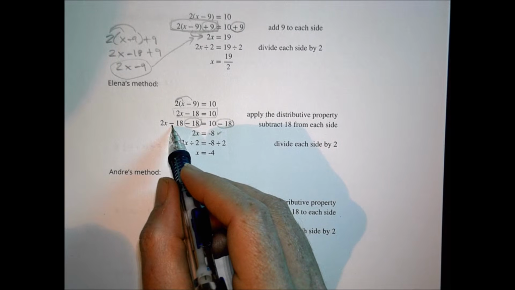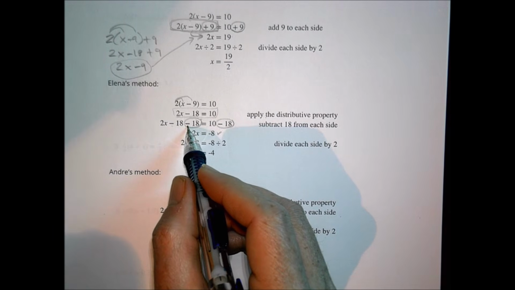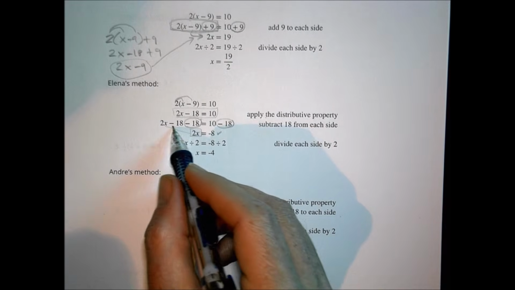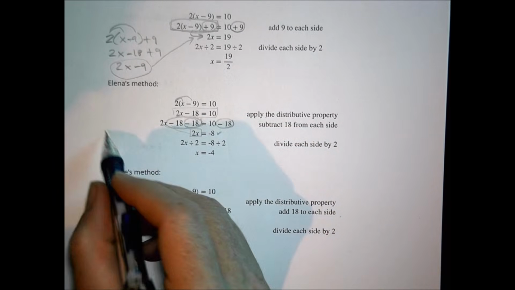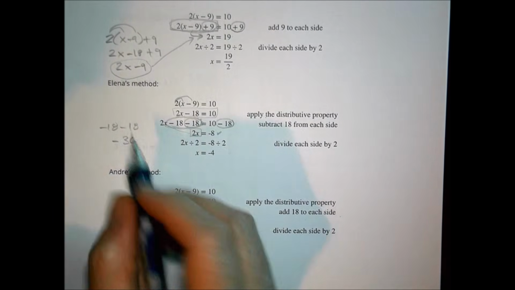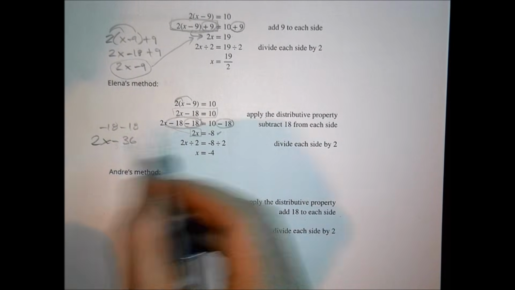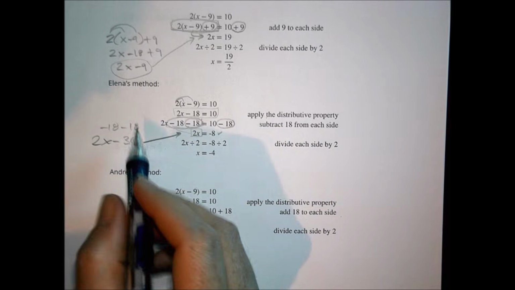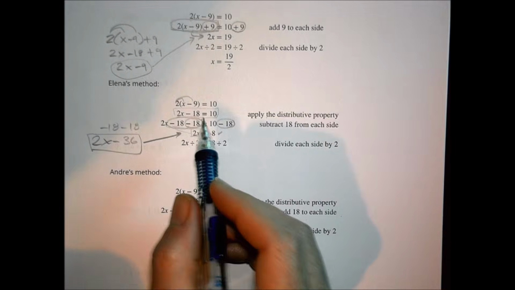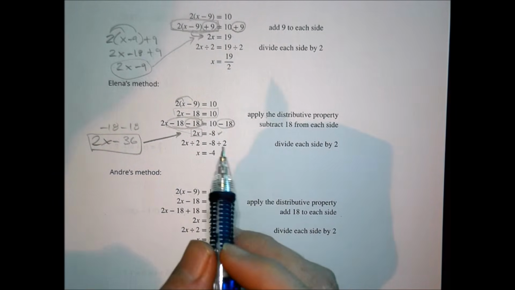But what about this? Is negative 18 and another negative 18, does that go away? Because you can see she only has a 2x there. So what happened to this? Negative 18 minus an 18 is a negative 36. So in reality, what should be right here is 2x minus 36. Elena just kept the 2x, thinking that would go away. So what should she have done there?